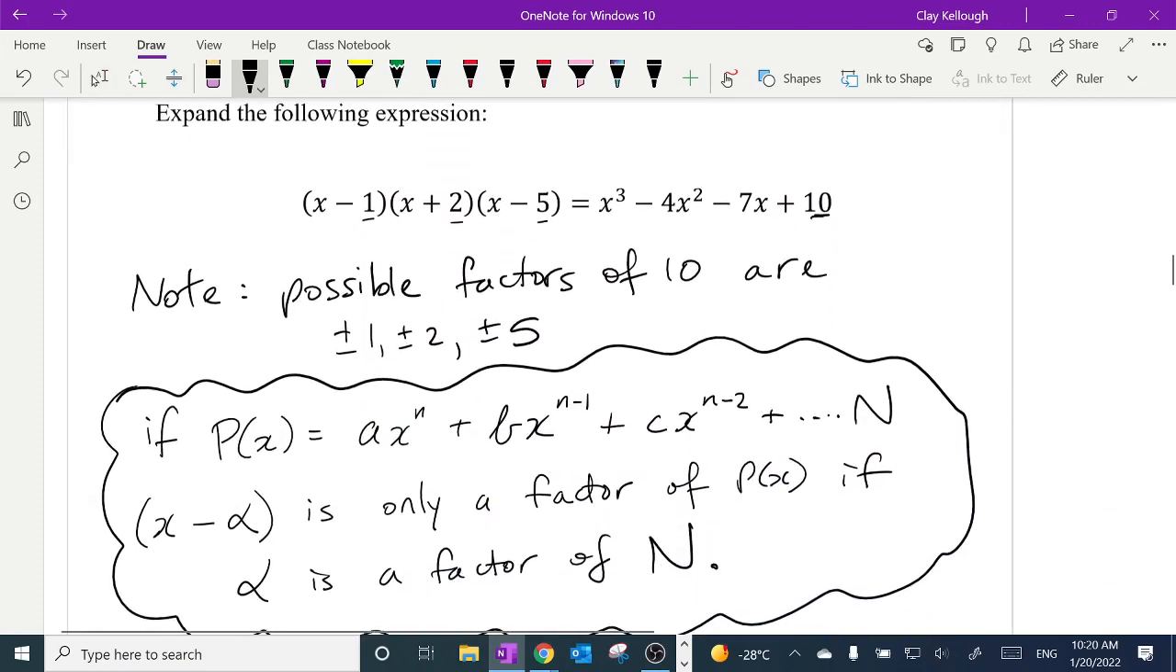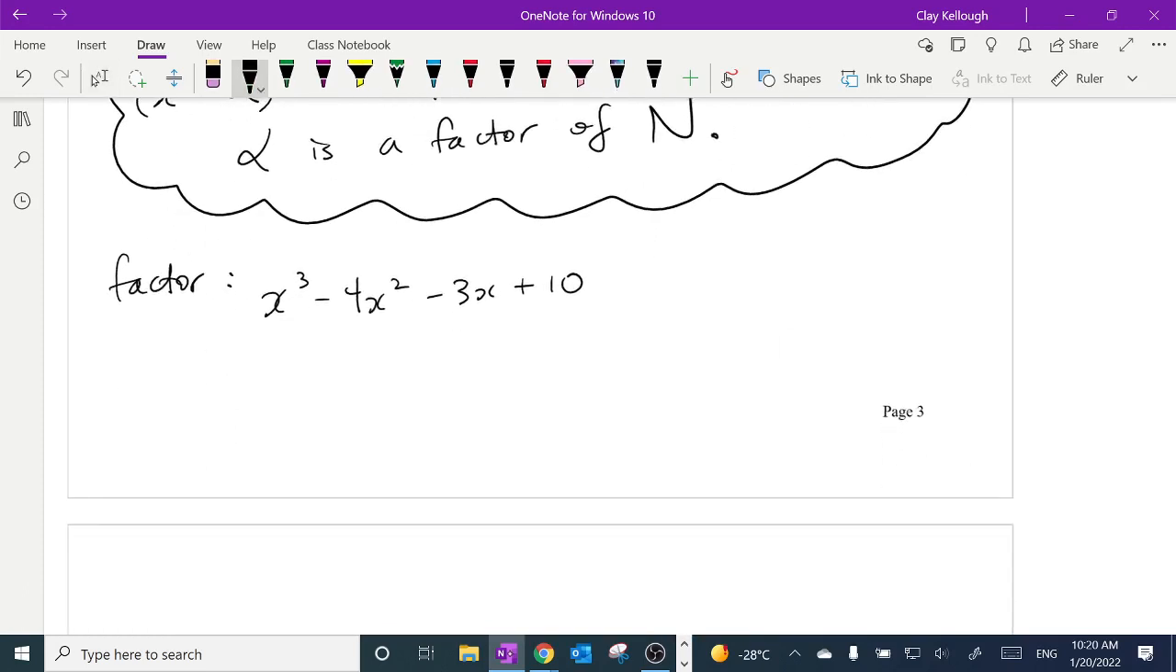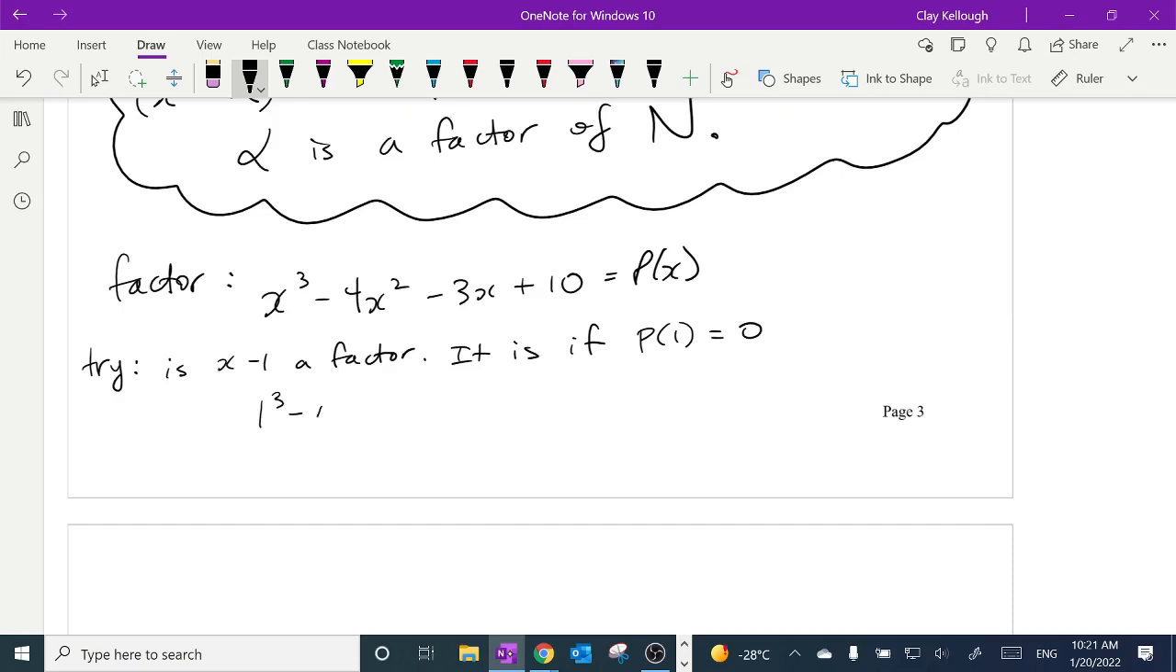So let's try, is x minus 1 a factor? Well, it is if, and again, I have to call this something, let's call it p of x, if p of 1 equals 0. So let's try it. If x was 1, does that make 0?